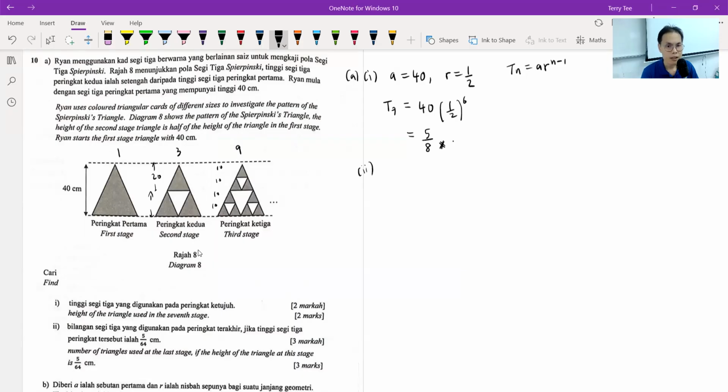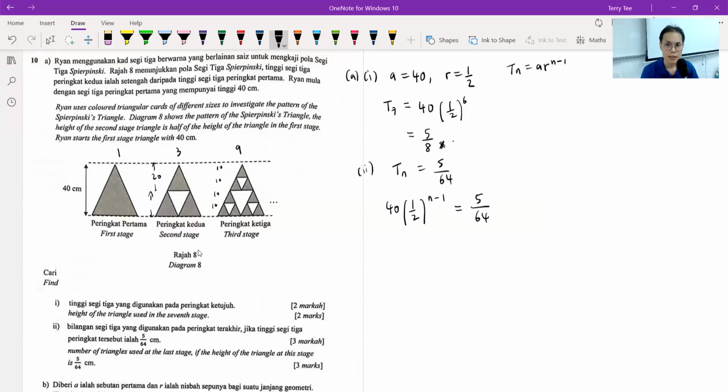All right, second part. They say find the number of triangles used in the last stage, if the height of the triangle at this stage is 5 over 64. So now we know our Tn, 5 over 64. You're finding the number of triangles used. That means first you find n, then you need to multiply, right? So first of all, my formula is A R to the power n minus 1. Let me write down: this is 5 over 64.